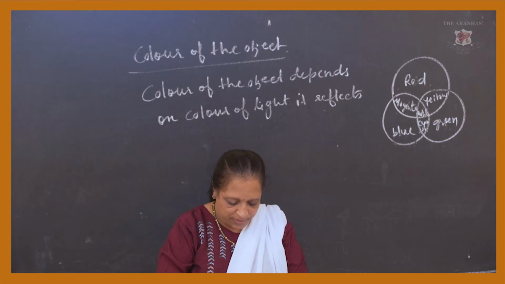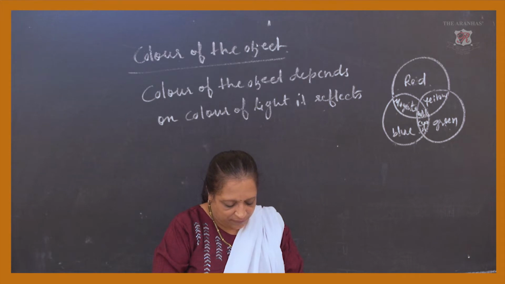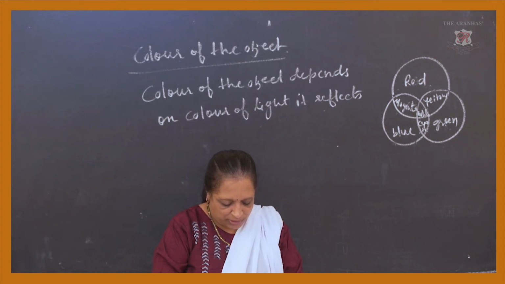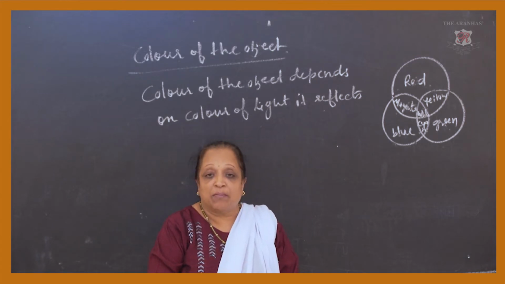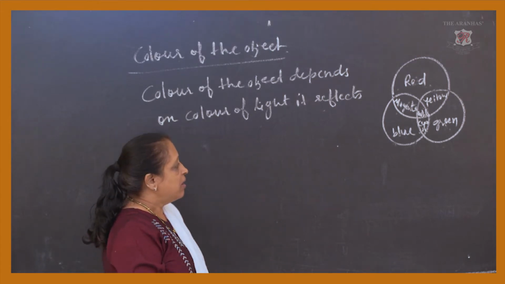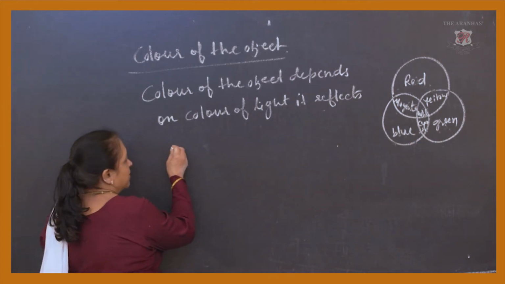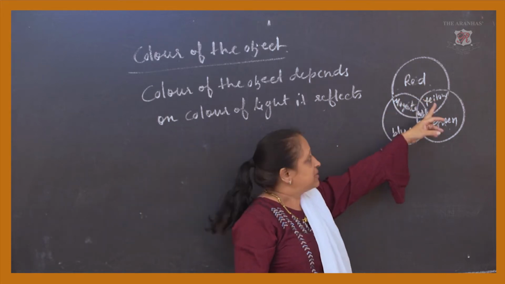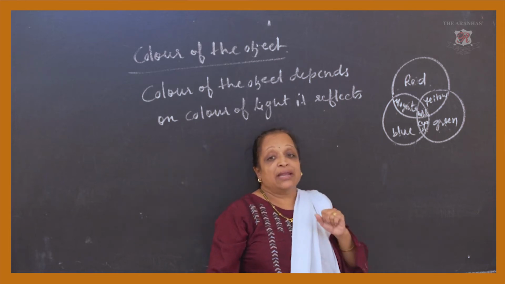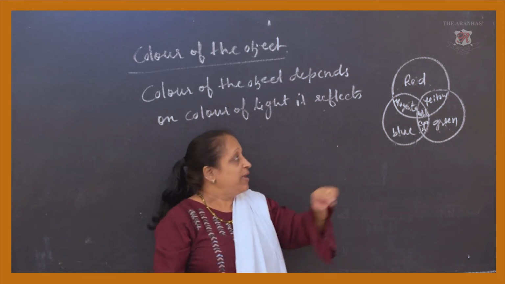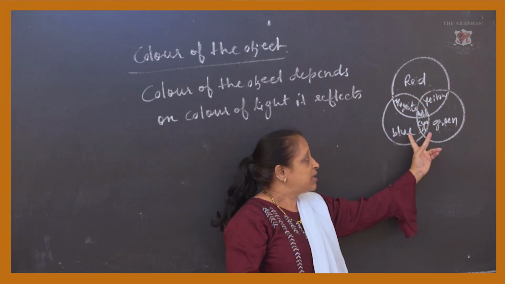So for example, a rose appears red in white light because it reflects only the red component of the white light and absorbs the green and the blue components. See, green and blue. Because we have three primary colors, that is red, blue and green. Three basic are there. Then when should it look green? Only when it is reflecting the green color. But what about the remaining two colors? Those are red and blue.